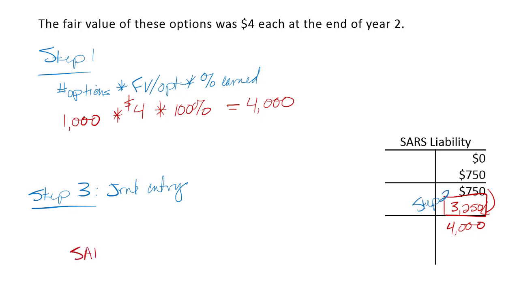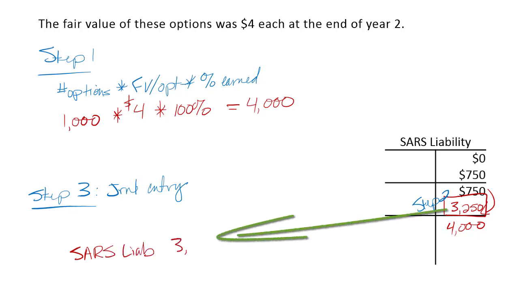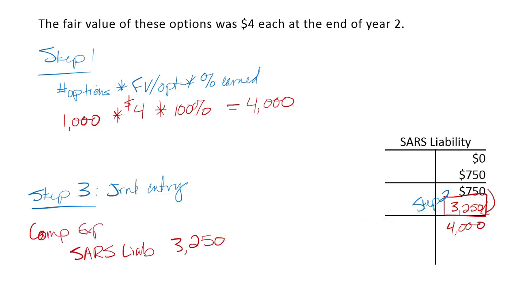We needed a credit to SARS liability, $32.50, and the other part of the entry is always to some form of compensation expense, executive salaries expense, wages expense, etc. This is the change in fair value of the SARS liability. Now, hopefully you feel really comfortable with that. That's the calculation that you got.